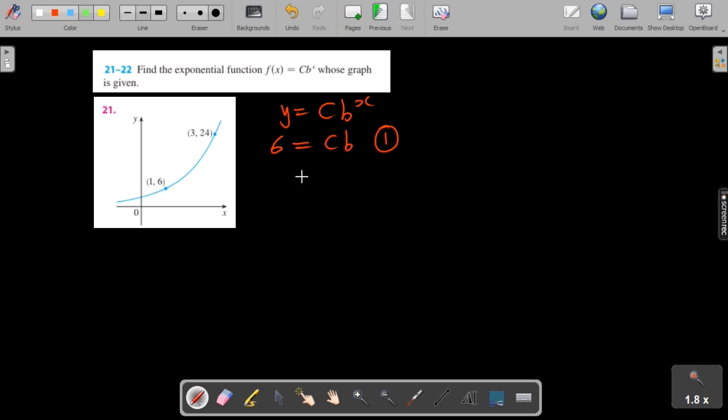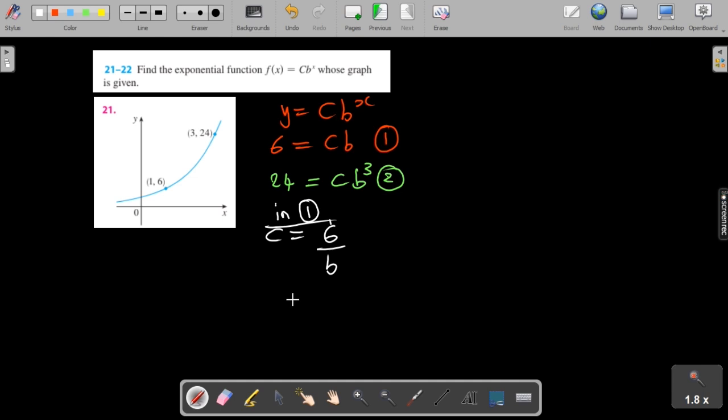Now the other one would be us substituting (3, 24). So our y is 24 and our x is 3. This would be our second equation. Now from the first equation, we can choose to transform any of them. Let's say c equals 6 over b. I guess you can do that in any order, actually. So I just divided both sides by b, and I now have 6 over b.